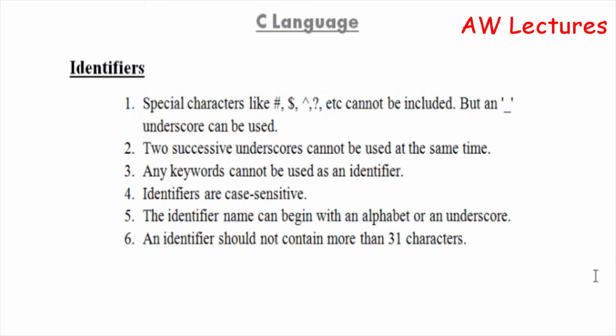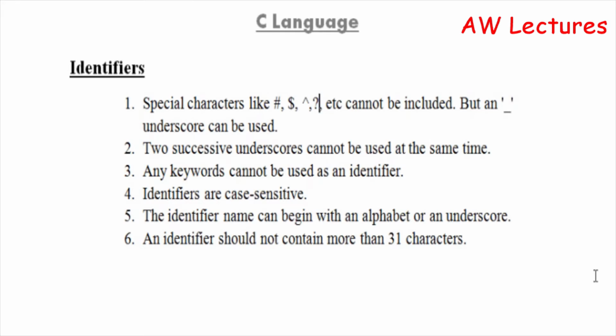Identifiers are the names given to C entities such as variables, functions, structures, etc. These are created to give a unique name to C entities so that they can be identified during the execution of the program. There are some rules regarding identifiers.